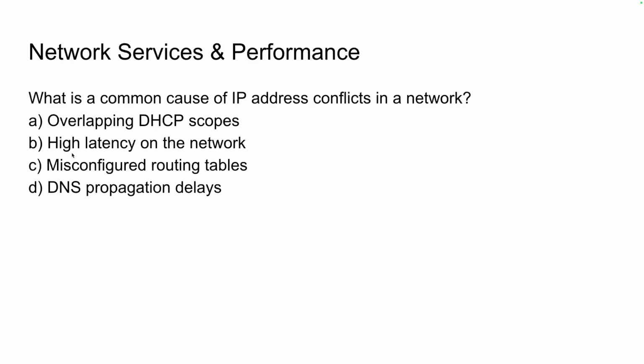Or actually, high latency would be high milliseconds, so it could technically be slow speed. Misconfigured routing tables, DNS propagation delays. So IP address conflicts in a network has to do with DHCP scopes. So overlapping DHCP scopes, yes.